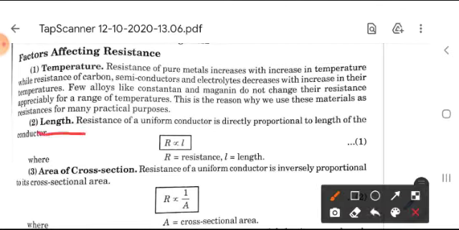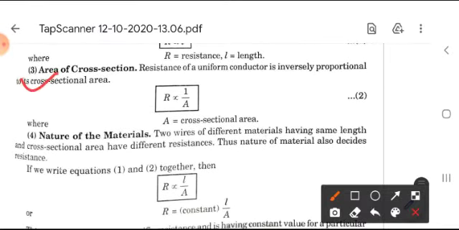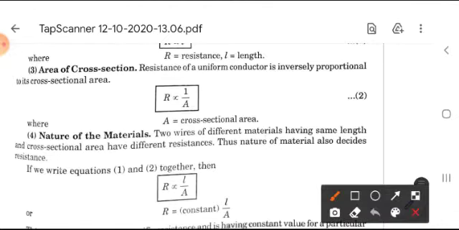Now, what about the length? R is directly proportional to the length. If the length is increased, then the resistance also increases. Similarly, for the cross section of the wire, R is inversely proportional to the cross-sectional area of the wire. Now, the next point is the nature of the material. Suppose two wires of different materials having the same length and cross-sectional area have different resistances. Thus, the nature of the material also decides resistance.